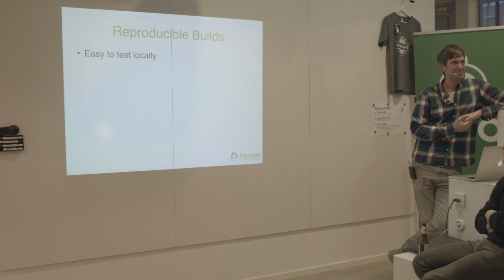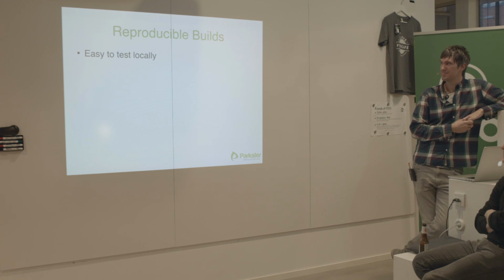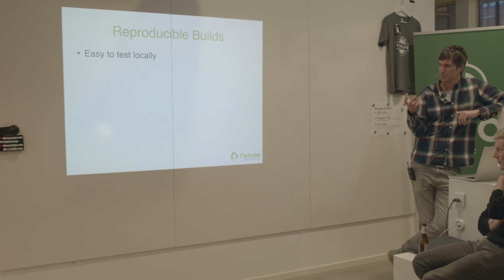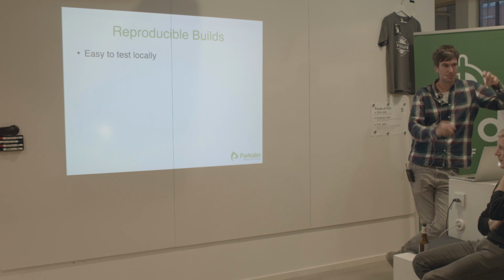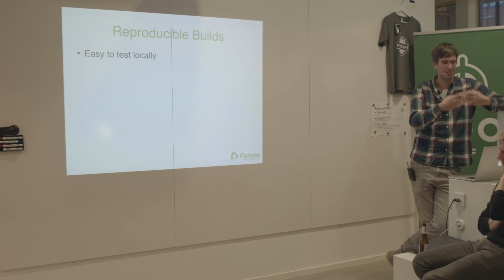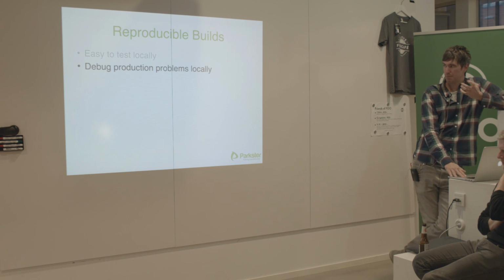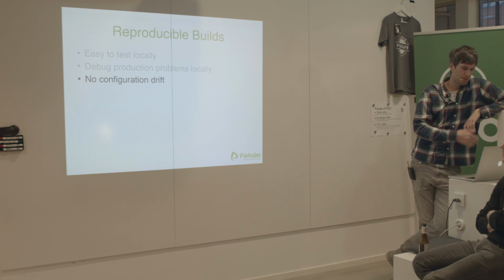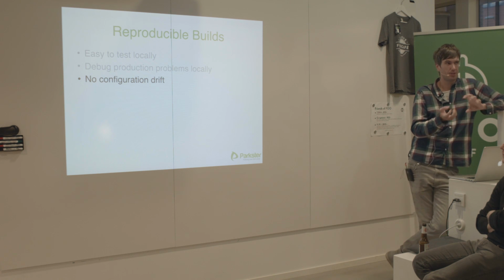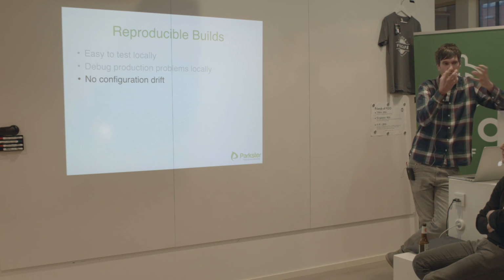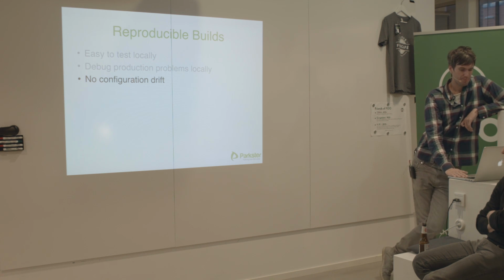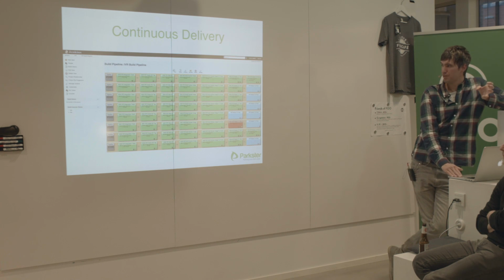So what Docker gives us is reproducible builds, and it's quite cool, because you can test things out locally, and then you should be certain that it works in production as well. And you can actually debug at least some production problems locally, so that is pretty cool. And you've got no problem with configuration drift. You know that the VM that you run in your Docker container will be the same VM that you run in your production server, and so on. But we talked a little bit about that before as well.